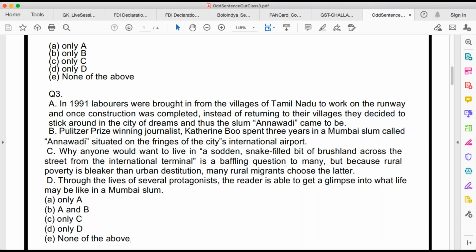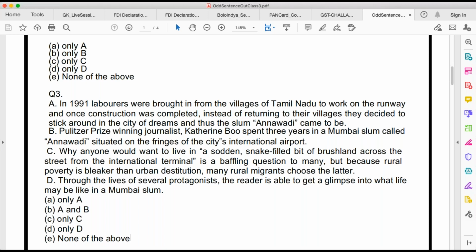And this is just saying that people who came to work, they never returned back. Sentence number B. Pulitzer Prize winning journalist Catherine Boo spent 3 years in a Mumbai slum called Annawadi, situated on the fringes of the city's international airport. This is also about Annawadi. This is also about someone staying in Annawadi.